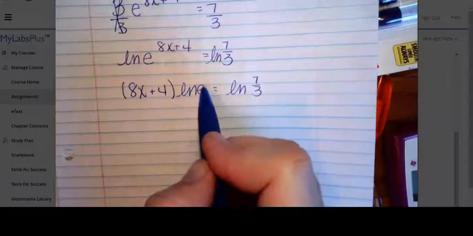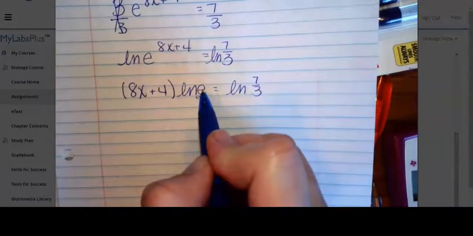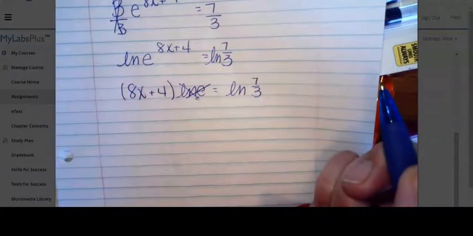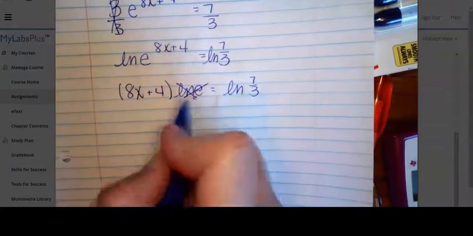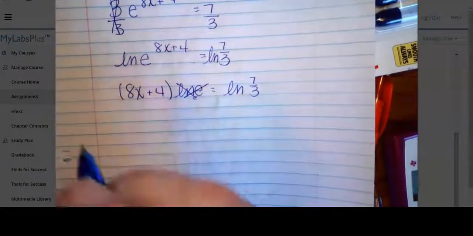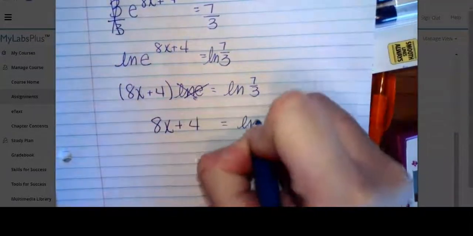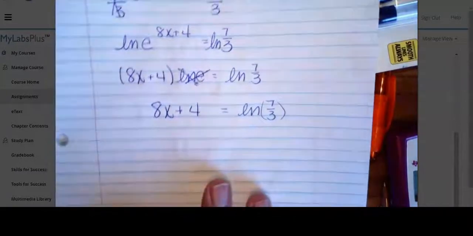Now here's the cool part. What's the natural log of e? Remember, your base is e, your argument is e, and if your base and your argument match, it simplifies to 1. Okay, so the natural log of e equals 1. So 1 times anything isn't going to change what it is. So I can rewrite this thing without the natural log of e. And I should probably be putting those in parentheses.